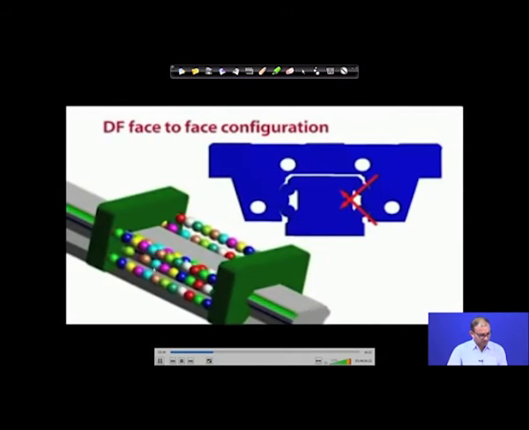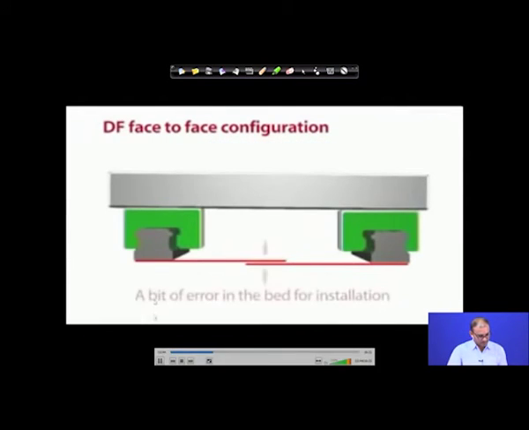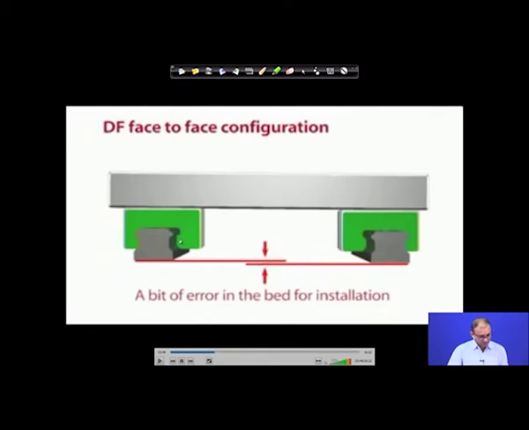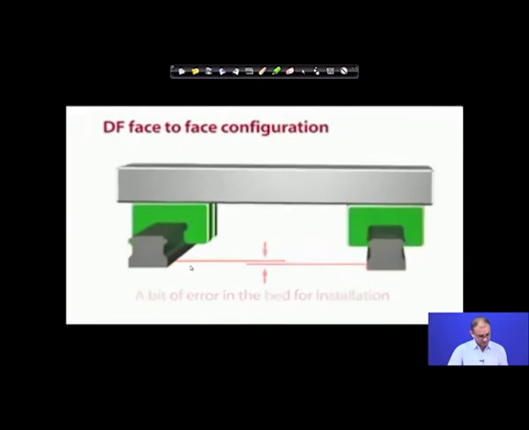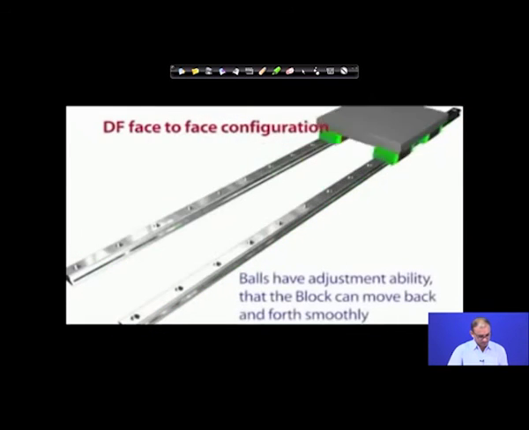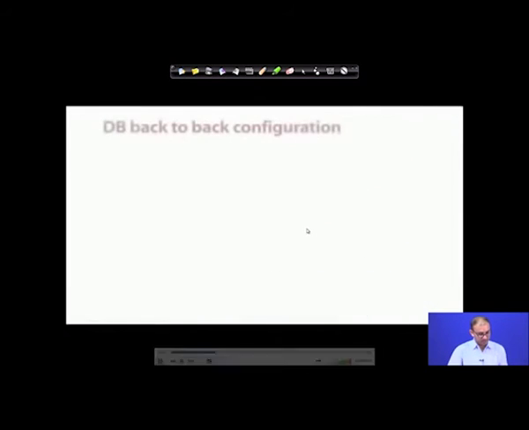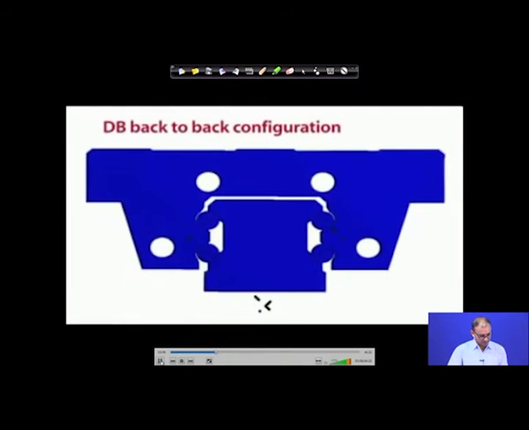So, here this is the animation of how this will work. What is the advantage of this? If there is a little bit of error in the bed installation, it will be a very small fraction of a micron, but that also matters when you do machining at 0.1 or 1 micron depth of cut, and at that time it will create a problem. But this particular alignment will not create a problem if you are using this type of face to face configuration. So, the balls have adjustment ability so that the block can move back and forth smoothly, even though there is a little bit of a problem.